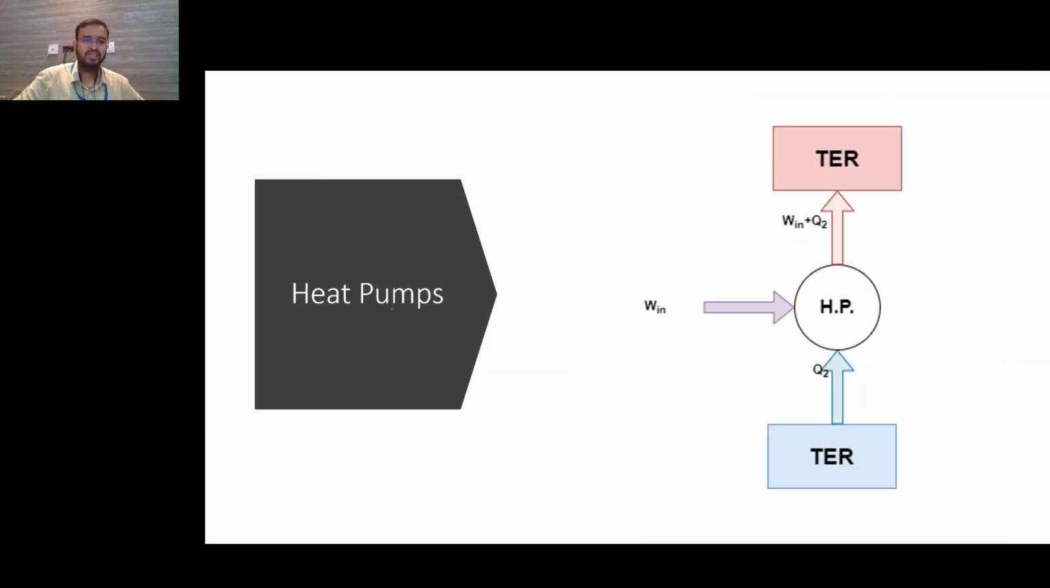Next, we look at something called a heat pump. Now, if you look at the schematic for a refrigerator, and if you look at the schematic for a heat pump, you'll notice that it is extremely similar. However, a heat pump is a device which is used to pump heat into an object which is at a higher temperature than that of its surroundings.